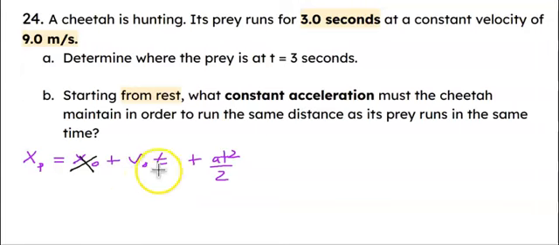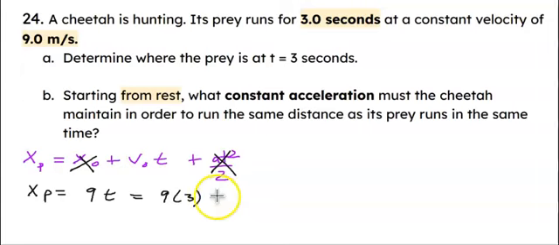It's a constant velocity of 9 meters per second. So v naught is 9. Constant velocity means a is 0. So the position function for the prey is 9t, and we want to know where the prey is at t equals 3 seconds. So we're going to plug in 3 for the time, and we get 27 meters.